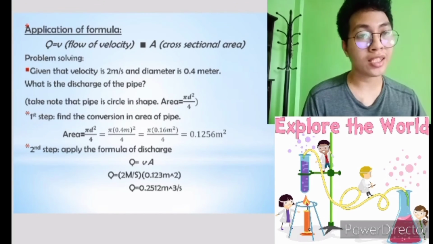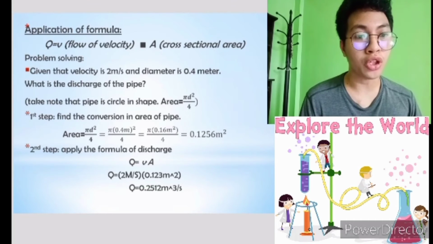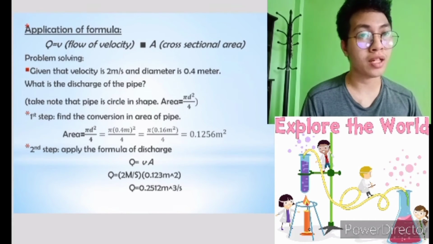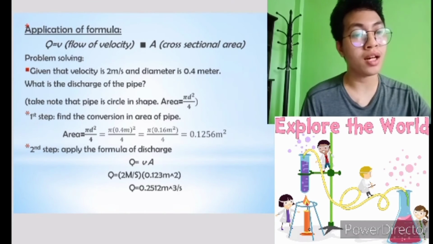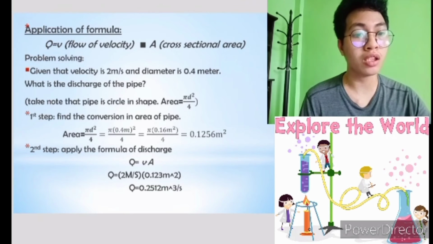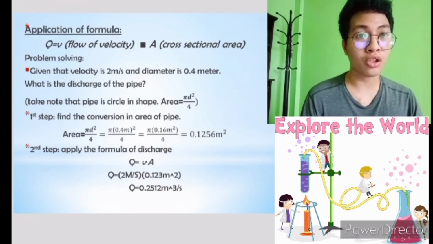And after that, i-multiply naman natin yung value or unit ng pi sa 0.16 meter to the second power. And pag nakuha na natin yun, i-divide naman natin sa 4 para makuha ang 0.1256 meter to the second power, which is the cross-sectional area.